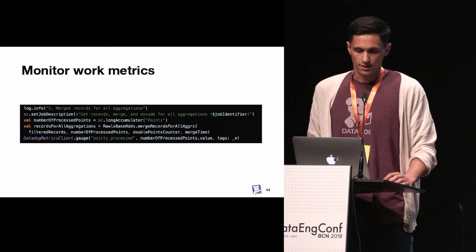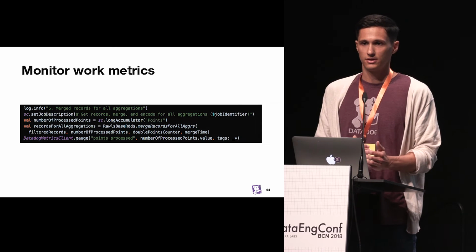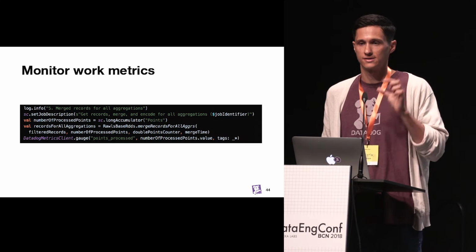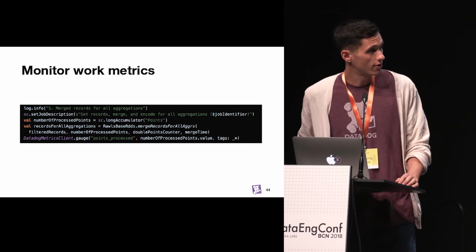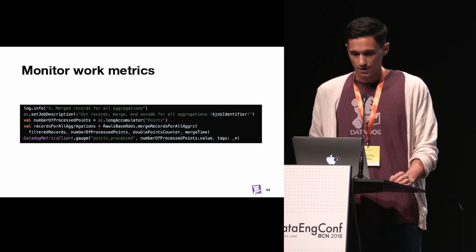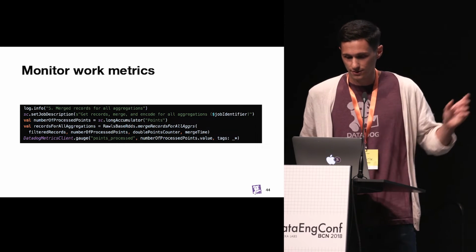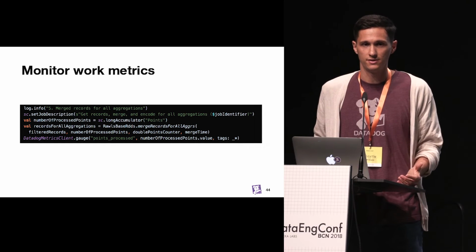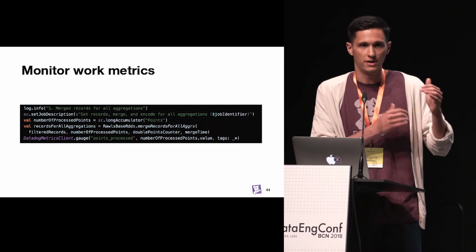We also collect custom metrics inside the jobs in between major transformations to know exactly what's going on inside the job. This is an example from the rollups pipeline. It's written in Scala, and what you see is we're creating an accumulator that is going to count how many points are being processed in this transformation. And we do that for all major transformations.